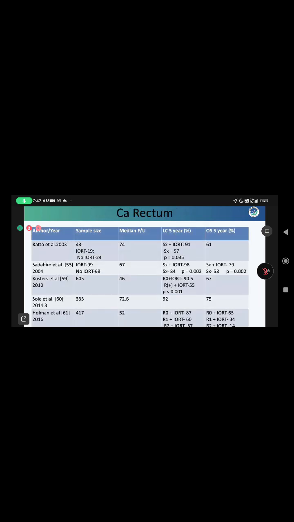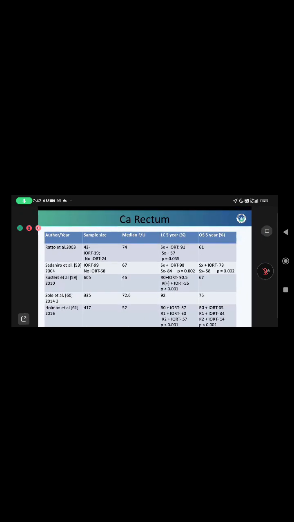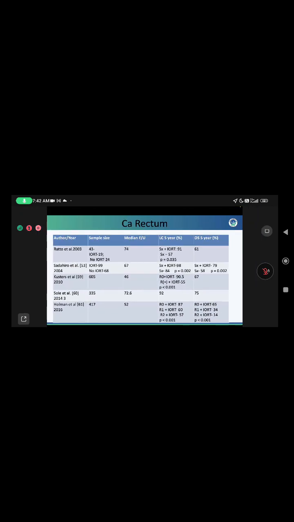So these are some of the studies where they have shown excellent local control with IOERT, addition of IOERT, in case of CA rectums. That is, most of them were T4 lesions where, even with a positive margin, they had a 5-year local control of up to 50 to 60%. Whereas in negative margin, the local control rates were as high as 98% with the addition of IOERT to the surgery.